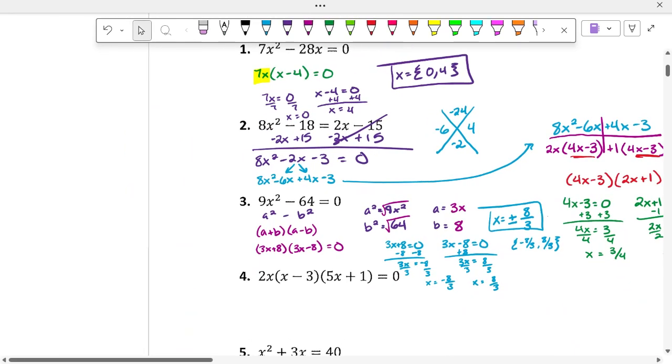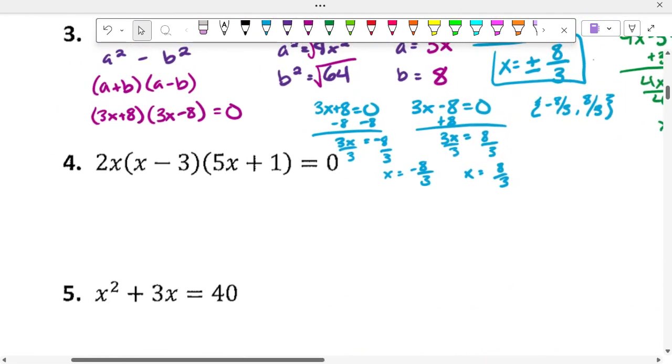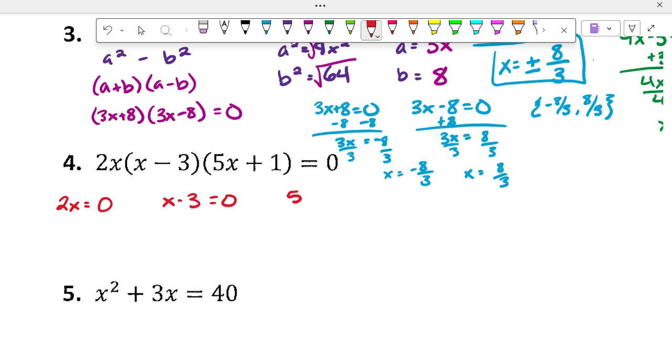So guys, this is another one I can do very, very quickly because number 4, it's already factored. So guys, I can't tell you how many people miss these because they get thrown by the fact that it's already factored. They already did the first step for you. They already did the hard part. They factored it. Okay, so guess what your next step is? To find the answer. So you just set all of the factors equal to 0 and solve for x. So x would equal 0, x would equal 3, and x would equal negative 1/5.